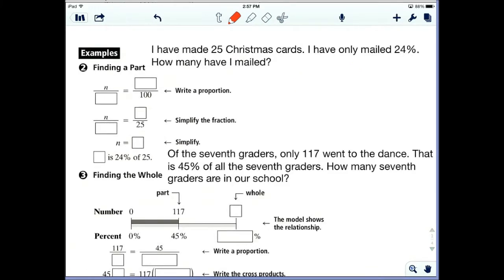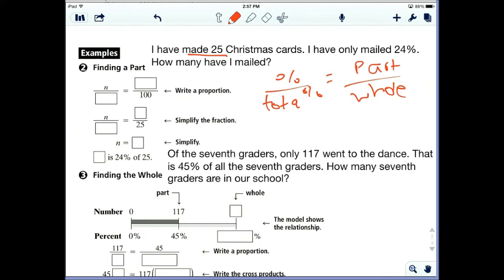Okay, let's go ahead and look at example 2. In example 2 it says, I have made 25 Christmas cards. I have only mailed 24% of them. So how many have I mailed? So remember, again, it's going to be percent over the total percent, and then the part over the whole. Therefore, I have made 25. Now you have to ask yourself, is that the total, the whole, or the part? Here, this would be my total.